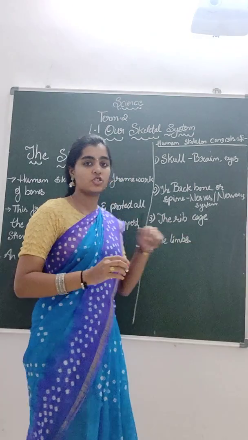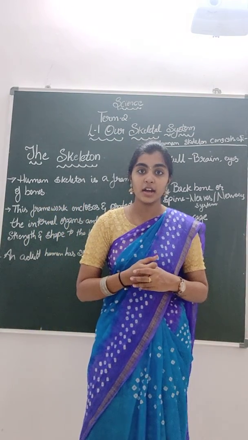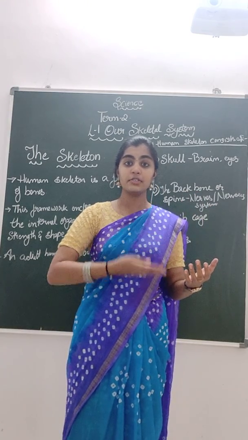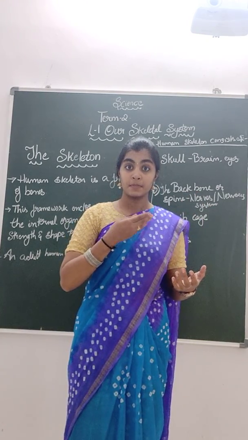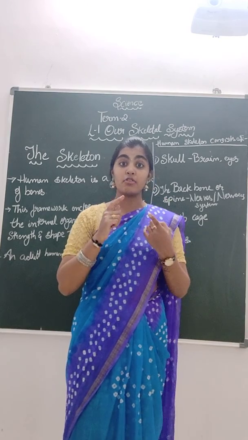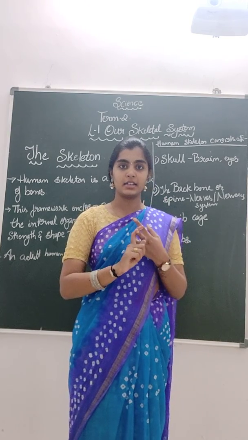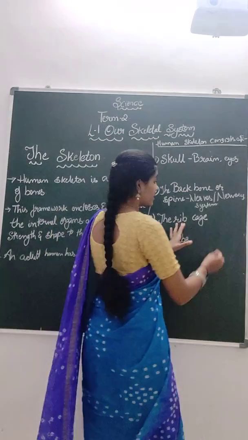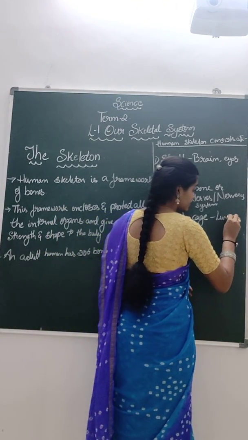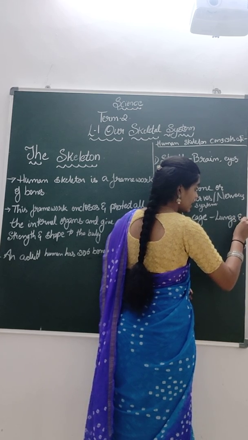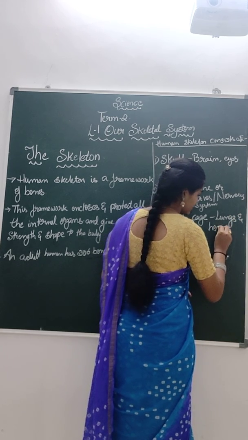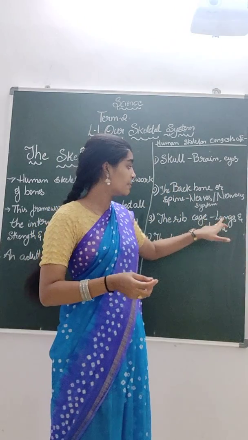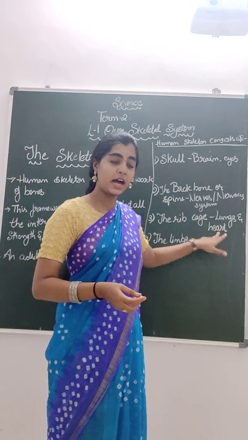Now, the rib cage. Where is the rib cage situated? Yes, the rib cage is situated here. Now, what do we have in this upper part of the body? Yes, we have a pair of lungs and the heart. Now, what is the use of this rib cage? It protects the pair of lungs and heart. So, this rib cage protects the pair of lungs and heart.